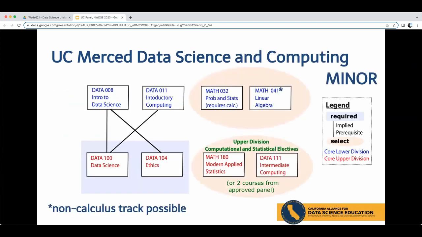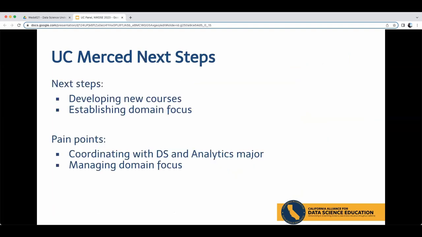Before I move on to the next step, I just want to say that recently we got some funding from the NSF and the California Learning Lab to develop some of these courses that are related to our program. All right, so what are our next steps? We have to develop these new courses that we propose, and then further develop other domain emphasis tracks.